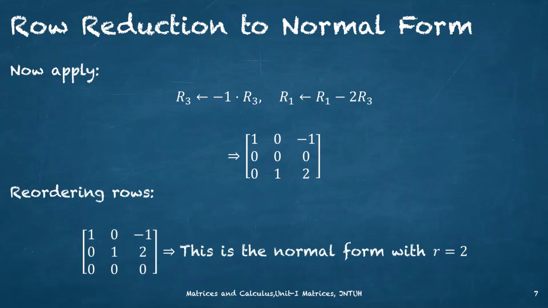Row reduction to normal form. Let's continue simplifying the matrix to get it into normal form. First, we multiply row 3 by minus 1. This changes the signs in that row. Then we update row 1 by subtracting 2 times row 3 from it. After these steps, the matrix becomes row 1 is 1, 0, minus 1, row 2 is 0, 0, 0, and row 3 is 0, 1, 2. Next, we simply reorder the rows to place the non-zero rows at the top. So the matrix becomes row 1 is 1, 0, minus 1, row 2 is 0, 1, 2, and row 3 is 0, 0, 0. This is now in normal form. The identity part is of order 2, which means the rank of the matrix is 2.